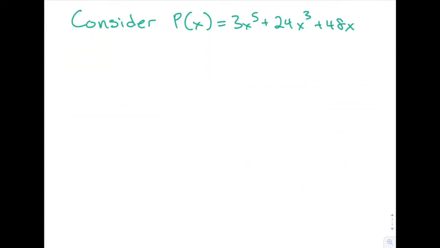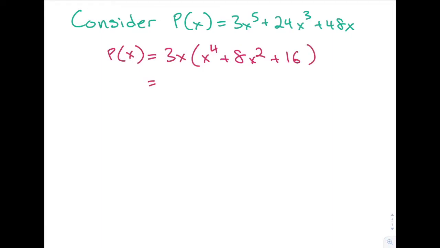So next, consider the polynomial p of x equals 3x to the fifth plus 24x cubed plus 48x. Let's factor this. The obvious first step is to factor out the 3x. So we have 3x times (x to the fourth plus 8x squared plus 16). We could factor that into (x squared plus 4) squared. Essentially, it looks like a quadratic.